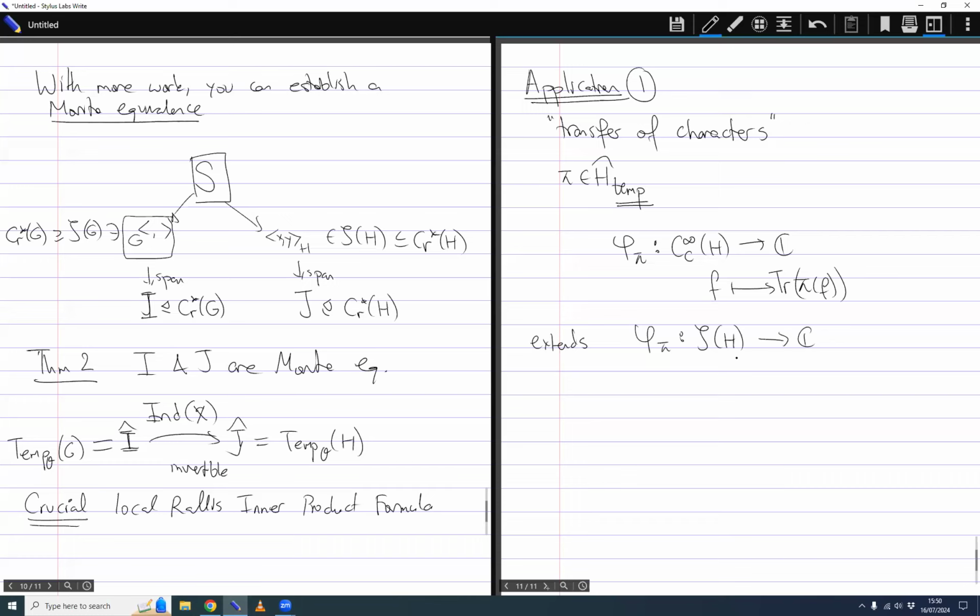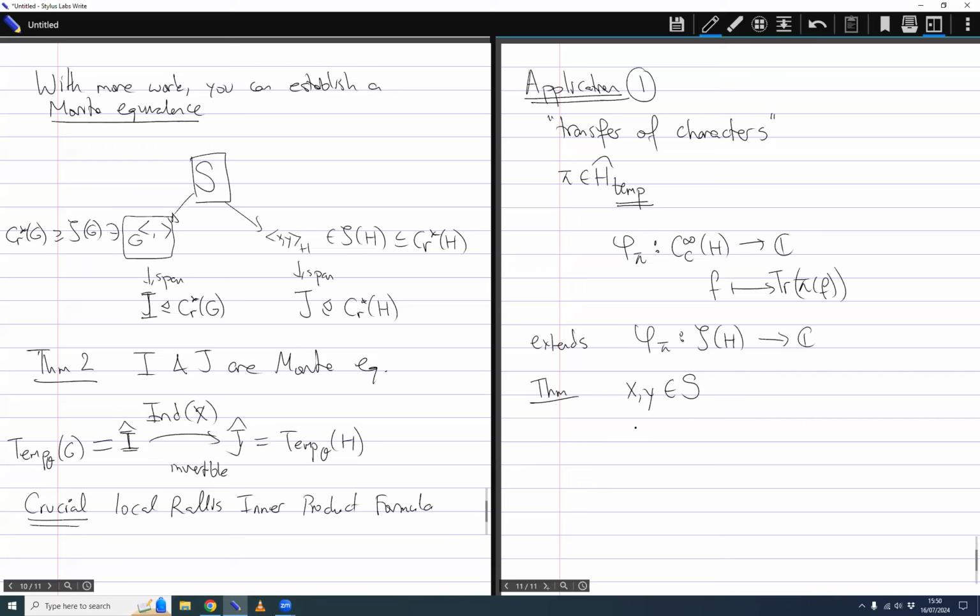Now the character is a tempered distribution, and the application is this: take two vectors in the Schwartz space. This is the oscillator representation, two smooth vectors in the oscillator representation. Remember that we use these matrix coefficients to go down into the reduced group C-star algebras, or the Harish-Chandra-Schwartz algebras that are dense inside the reduced group C-star algebras.